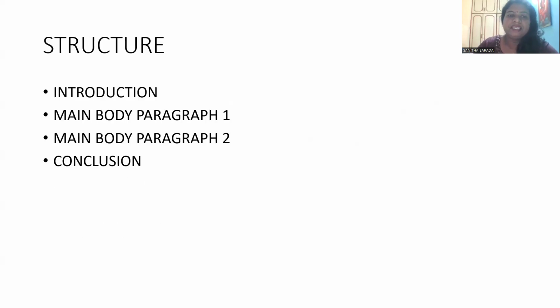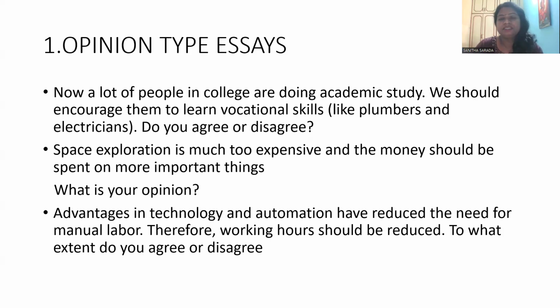The structure of the essay is, first, an introduction. Second, the first body paragraph. Third, the second body paragraph, and then a conclusion. In total, you have to write at least 250 words. So first an introduction, main body paragraph 1, main body paragraph 2, and a conclusion. Now I am going to discuss opinion type essays.